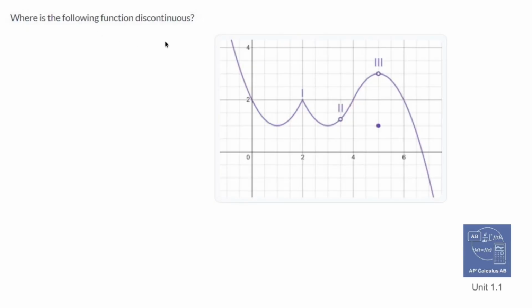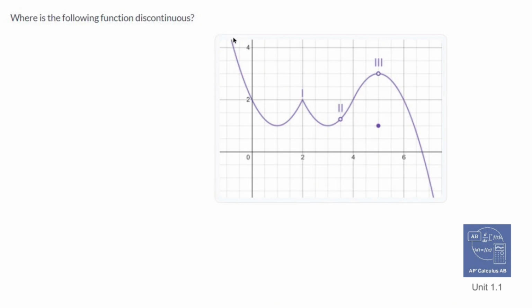Where is the following function discontinuous? Now, discontinuous means if I were to trace, is there any point where I would have to lift up my pen because I have to make a hole, or maybe there's an asymptote, or maybe there's some type of break in the graph? Well, I see a few spots that that's going to happen.